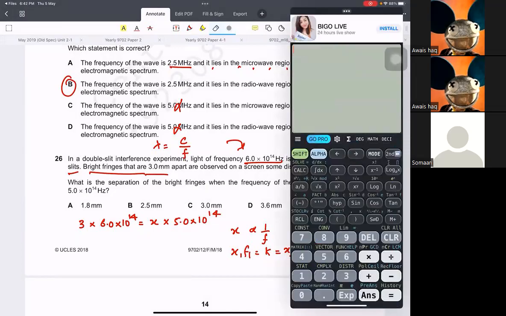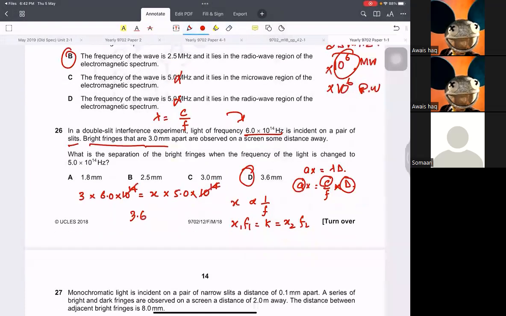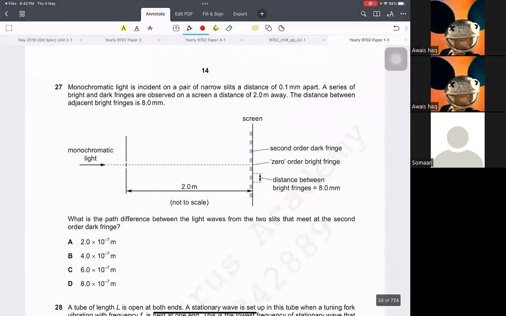The 14 cancels out. So 3 into 6 divided by 5. That's 3.6. Ta-da! Easy. Now, this is again as this, okay.